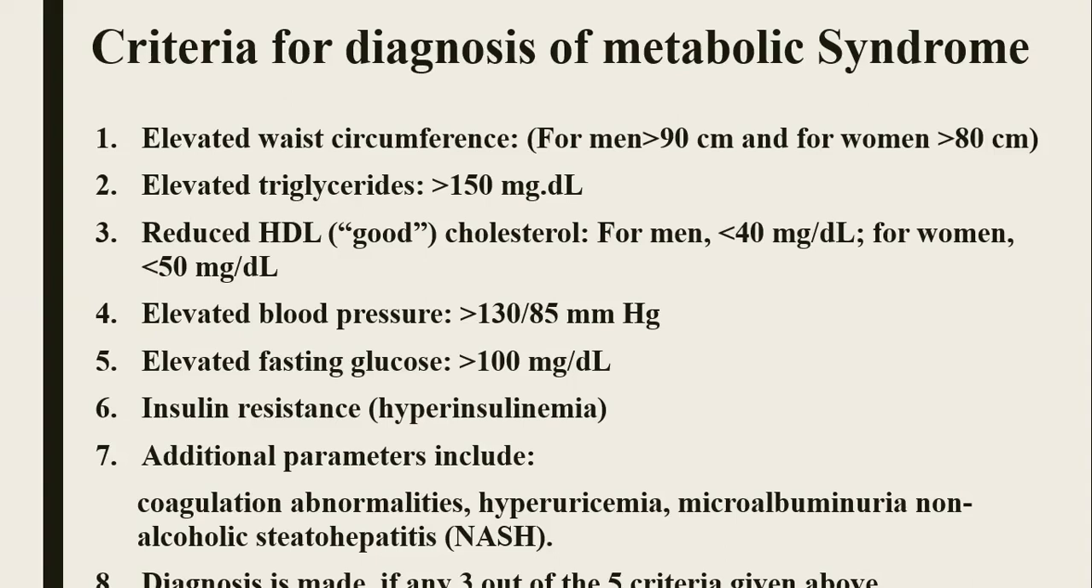Decreased level of HDL, good cholesterol. That is, if HDL cholesterol level is less than 40 milligrams in men, and in women it is less than 50 milligrams. This is a criterion for the diagnosis of metabolic syndrome. Elevated blood pressure, elevated fasting glucose, insulin resistance. All these are parameters for the diagnosis of metabolic syndrome.